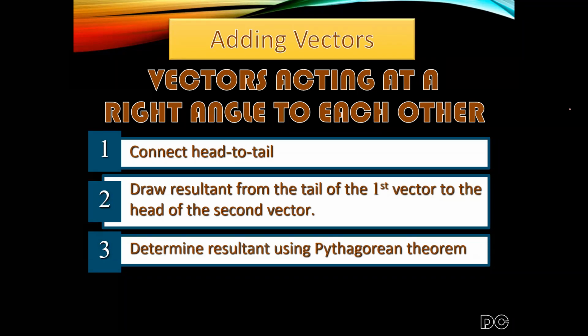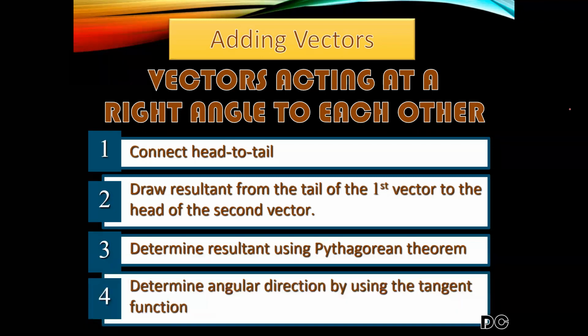And lastly is to solve for the angular direction. Since it is a right triangle, we can apply the basic trigonometric functions, or simply the tangent function. Okay? So, sir, why the tangent function? Can't we use sine or cosine? Okay. Since the two vectors, the x and the y, are the opposite and the adjacent side, we can use the tangent function. So, that is how to determine the resultant and the direction of our resultant.